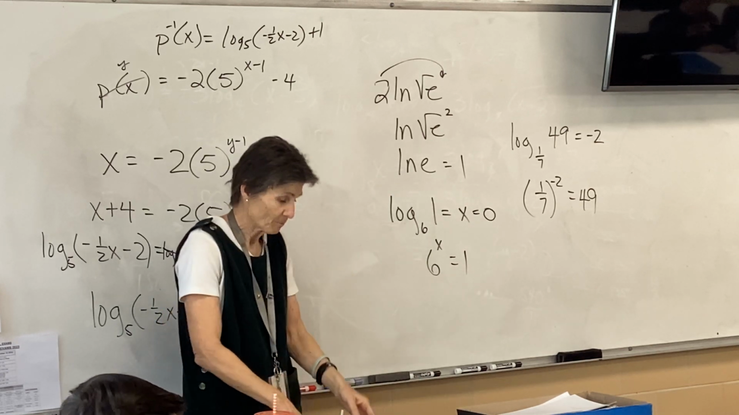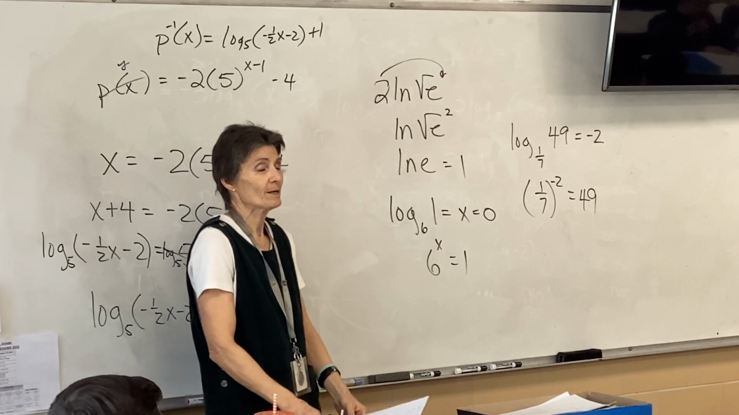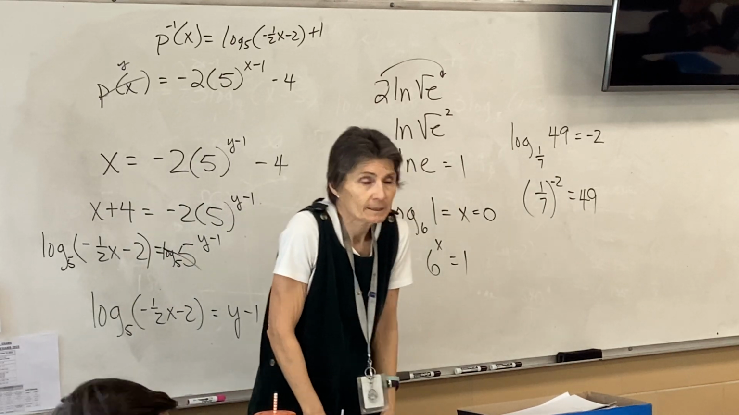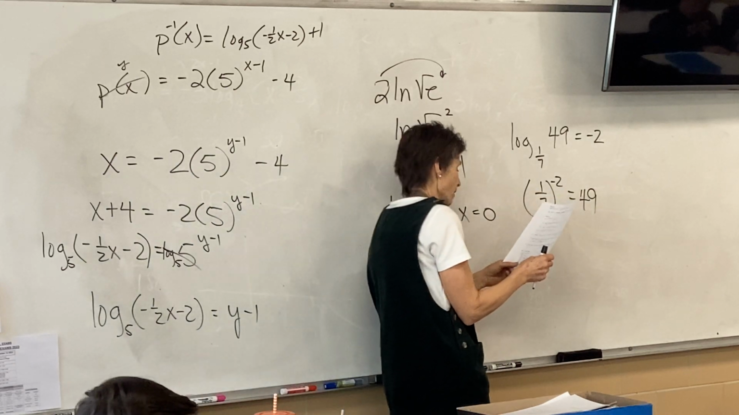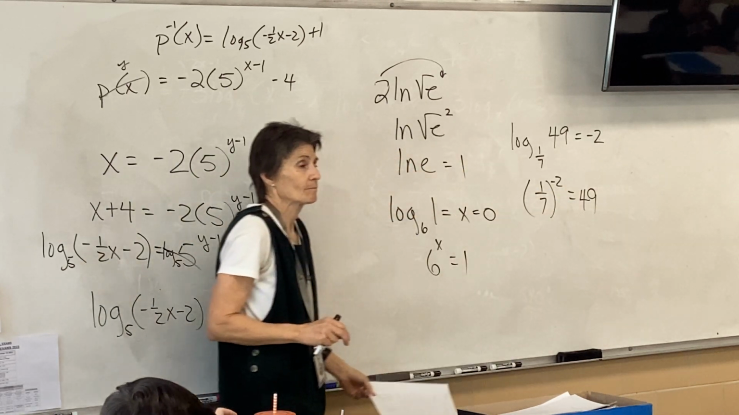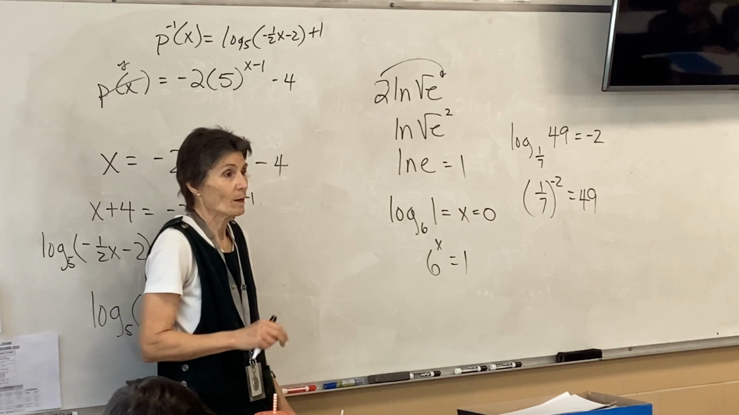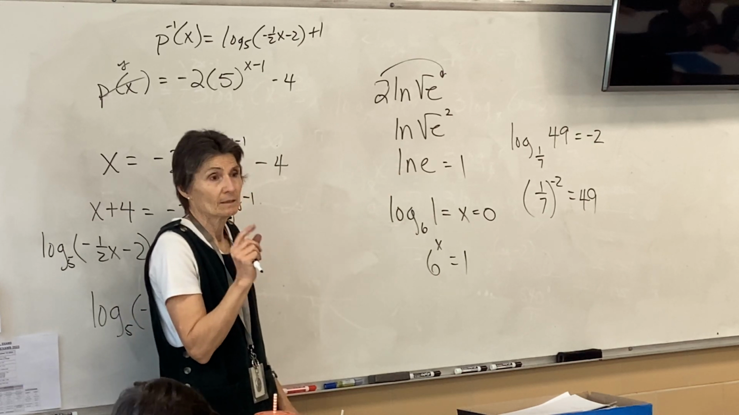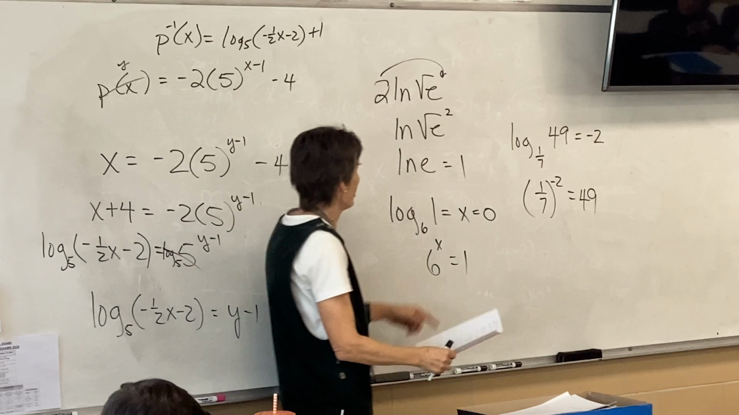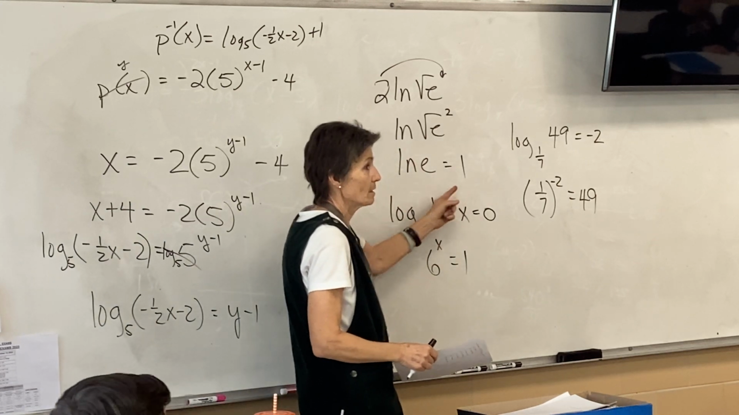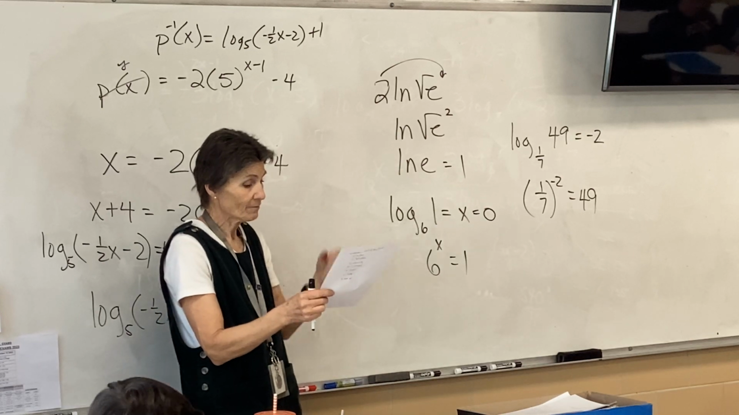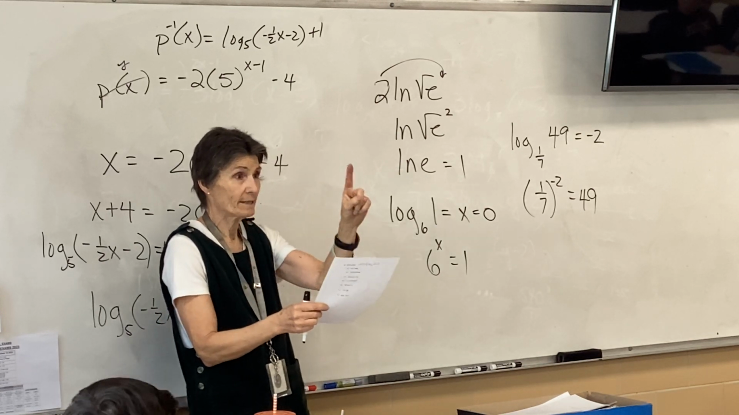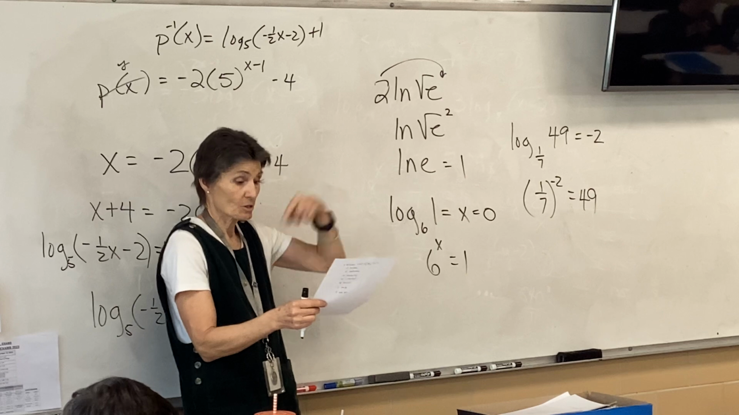No solution. Can you take the logarithm of a negative number? No, no, no, never, ever, ever. All right, what about E? 3. What's the log base 7 of 7? 1. What's the log base E of E? 1. What's the log base 5 of 5? 1. So you have log base 7 of 7, 1 times 3. So that would be 3.